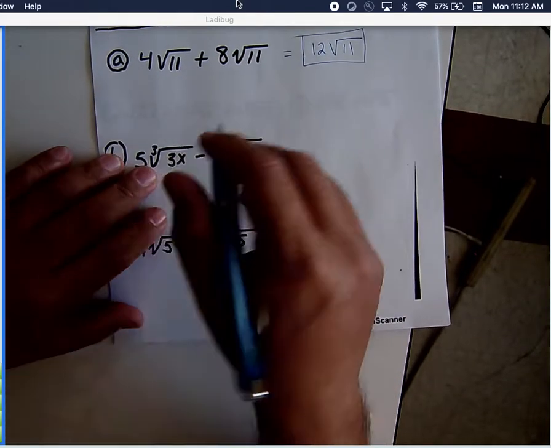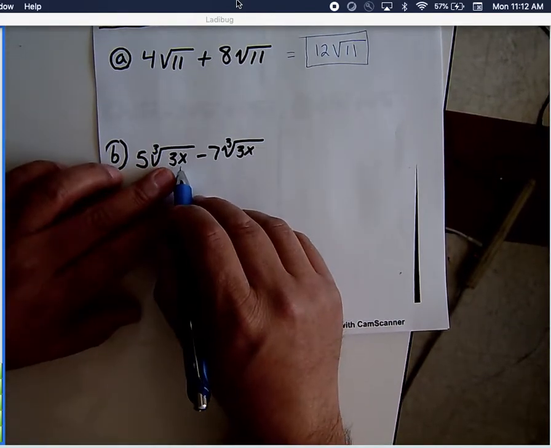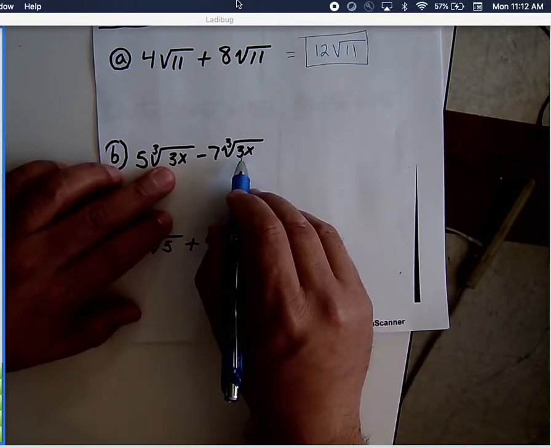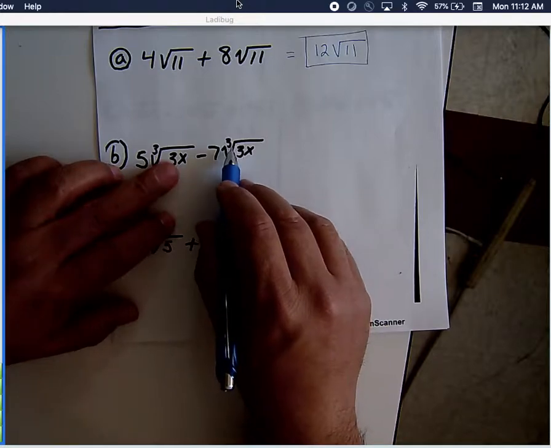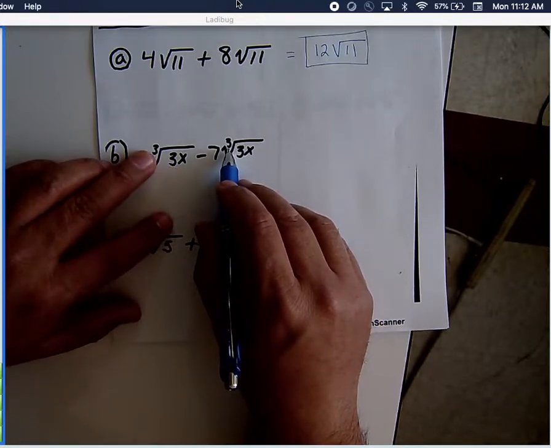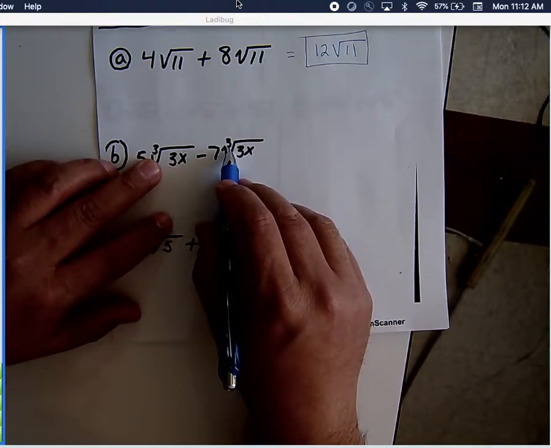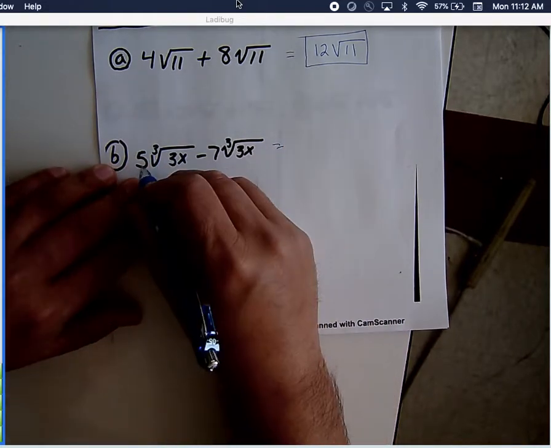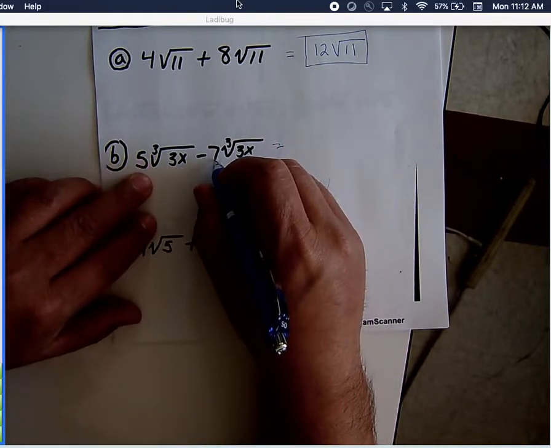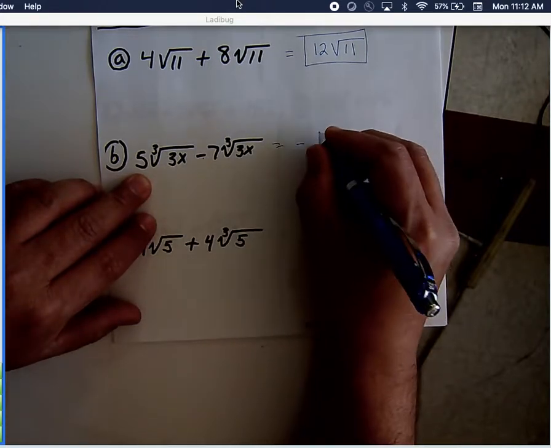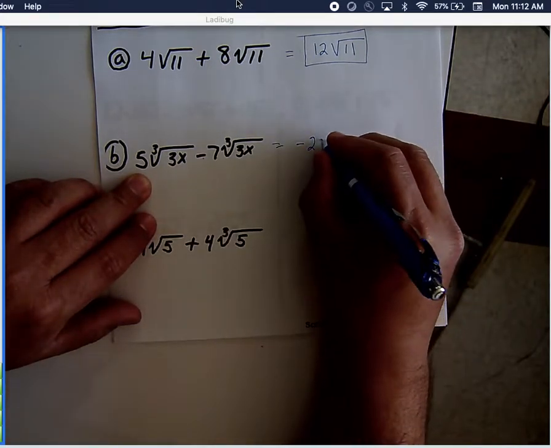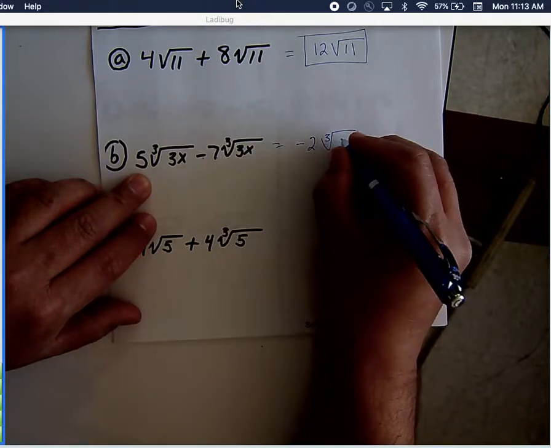Same here. Before you subtract them, you need to see if the radicand is the same. 3x, 3x, it is. You need to see if the index is the same. 3 and 3, so it is. So that means you are able to subtract these coefficients. So 5 minus 7 would be negative 2 cube root of 3x.